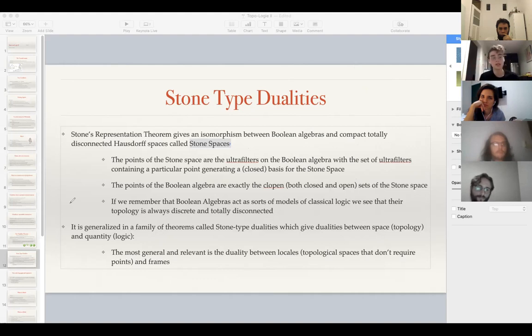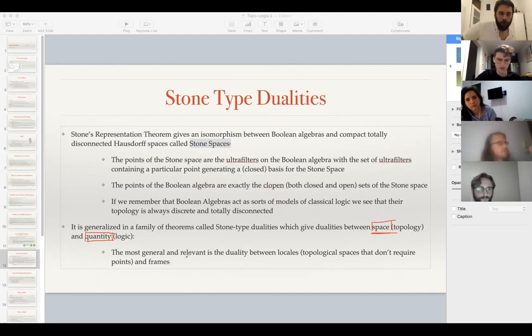You can generalize this as well. There's a bunch of other Stone dualities on nLab they give. So this is a difference that I won't say I completely understand, but they claim that the Stone type dualities are really a duality between space and quantity, where space is represented by presheaves, and then quantity is co-presheaves. Although, as I said, I don't really follow that argument. But they do definitely give a connection between topology and logic.